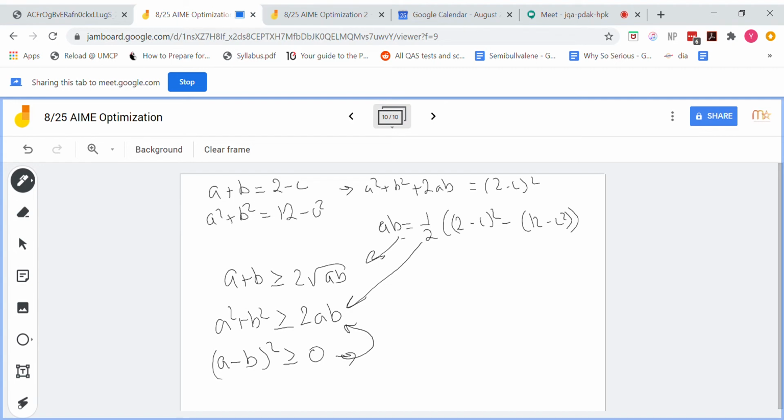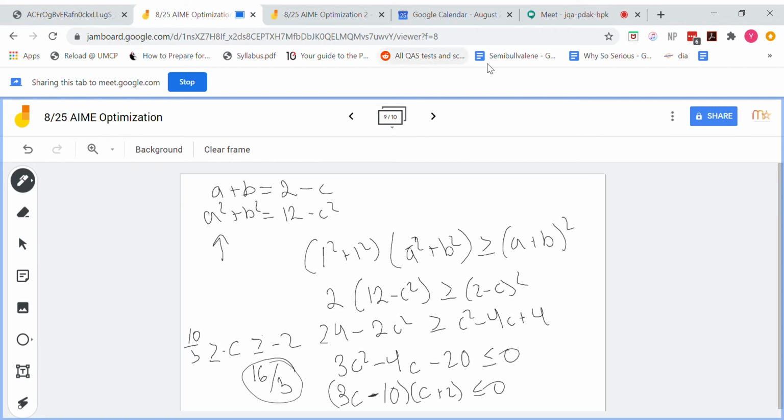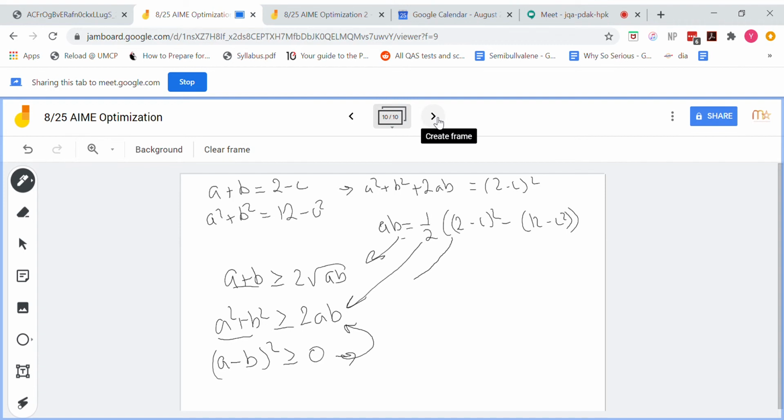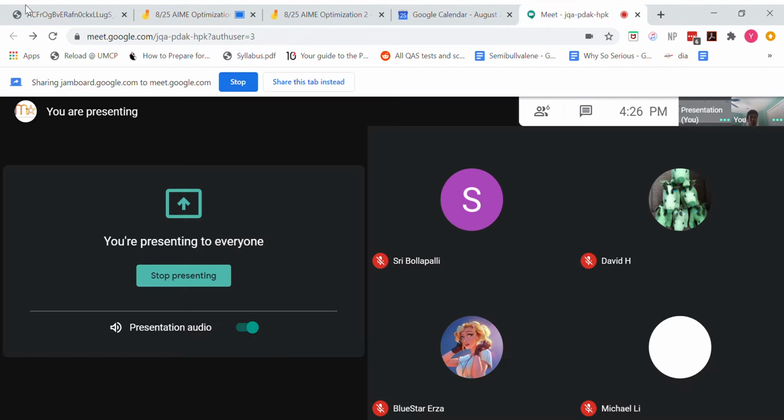This gives us a squared plus b squared is at least 2ab. And so we can plug in our value for ab and our values for a plus b and a squared plus b squared and get an equation for c. And so we can do this without Cauchy-Schwarz, but it's far easier to do it using Cauchy-Schwarz. No matter which approach you use, they'll all give you the same answer, because all these inequality theorems are equivalent to each other. Any questions on that?